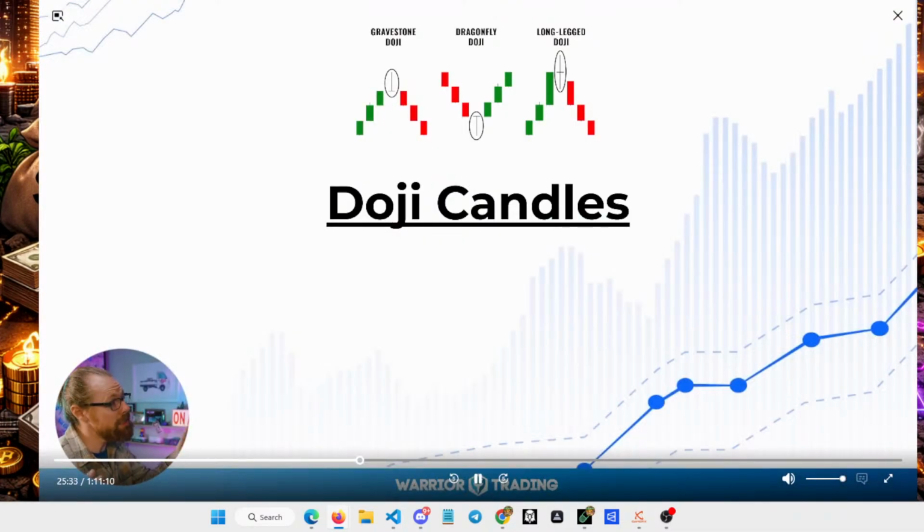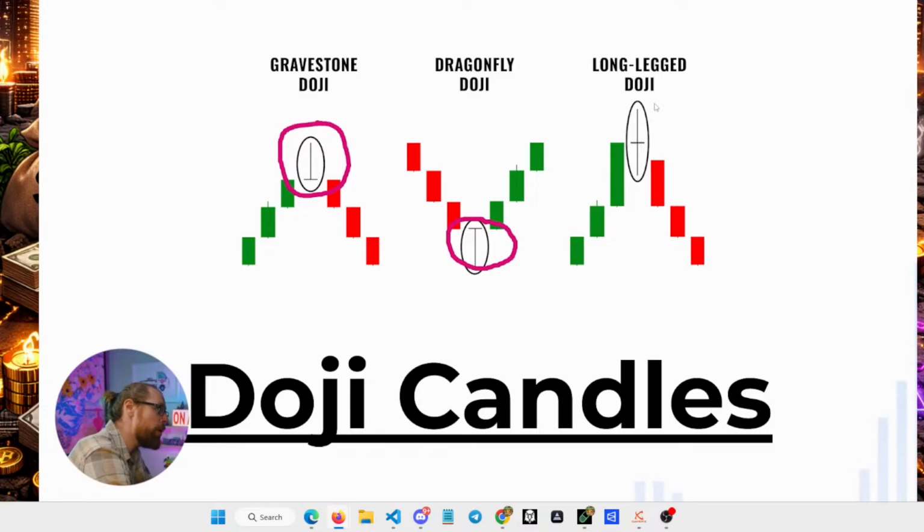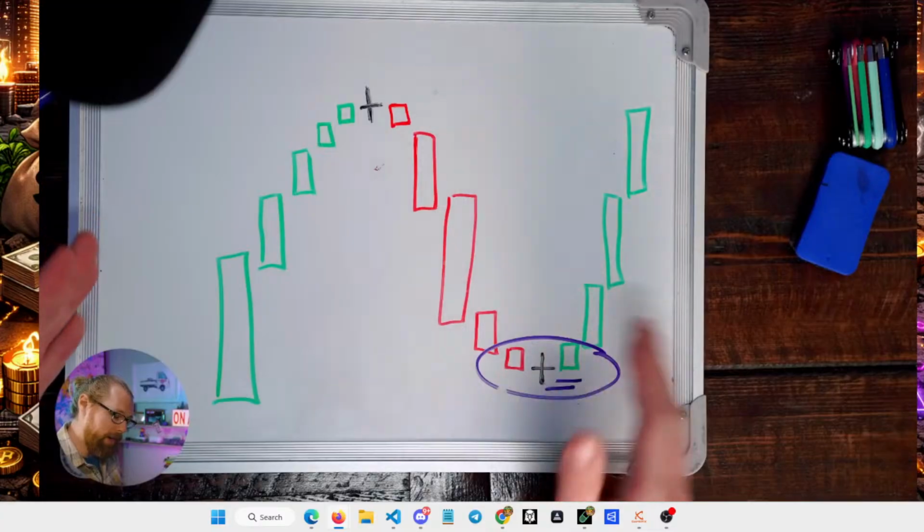Now on this slide, you can see a couple different variations of a doji. So in a doji candle, the open and close are the same. But in some instances, you have an upper candle wick, and in some instances, you have a lower candle wick, and in others, you have both an upper and a lower candle wick. So let's talk about these different variations.